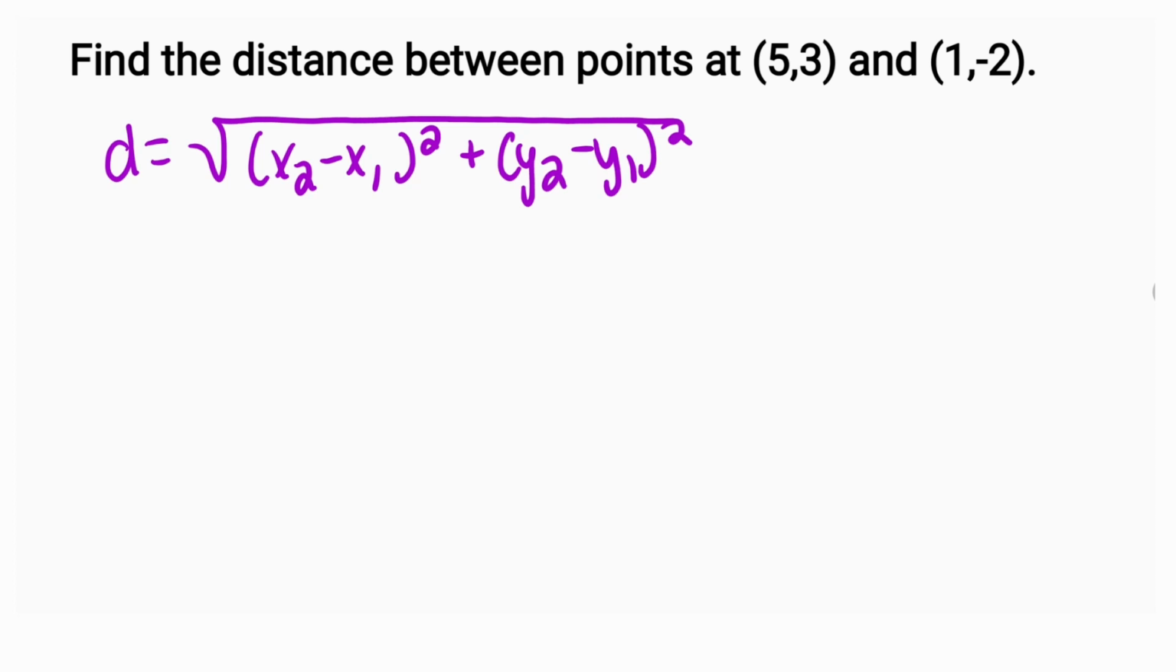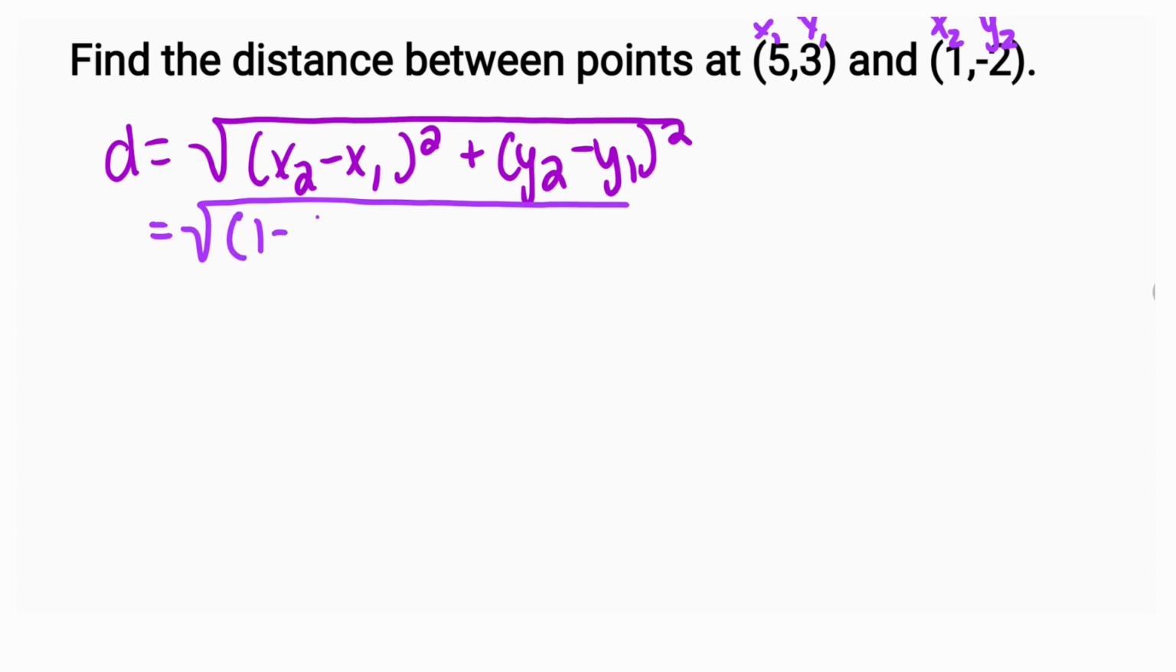Okay, so for our first example, we have to find the distance between two points. We have (5, 3) and (1, -2). So we're going to start with labeling our points. I'm going to call the first point x1 and y1, and the second x2 and y2. And then from there, we're simply going to plug into the formula.